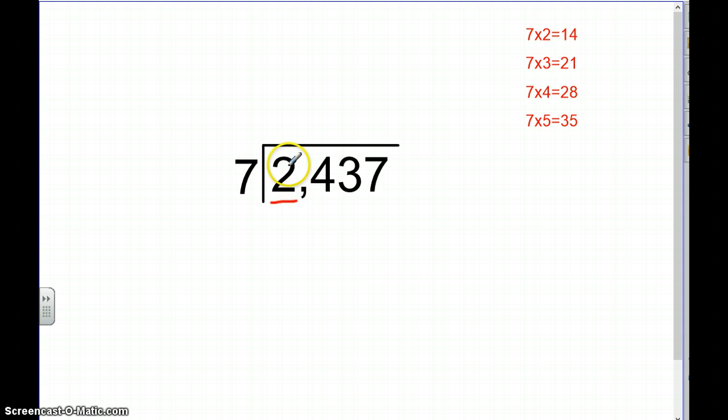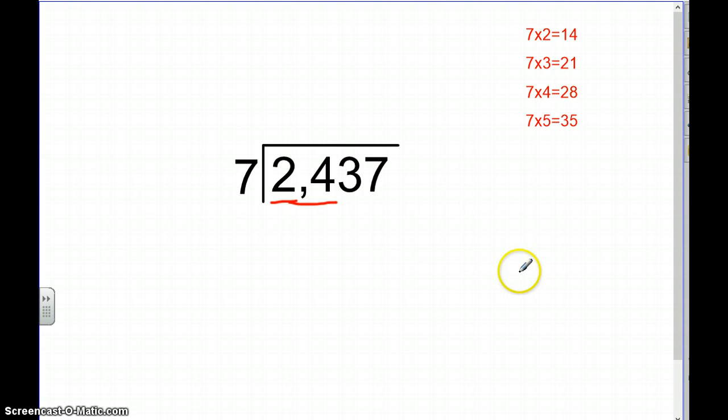And you're going to ask yourself, what's 2 divided by 7? And in your head, you should be thinking, oh, that's impossible. I can't do 2 divided by 7 because 7 is greater than 2. I can't break 2 apart into 7 groups. So now that tells you you need to look at both of these first 2 digits. And we're going to call this 24. Okay. Can 7 go into 24? Yeah, definitely. 24 is greater than 7.